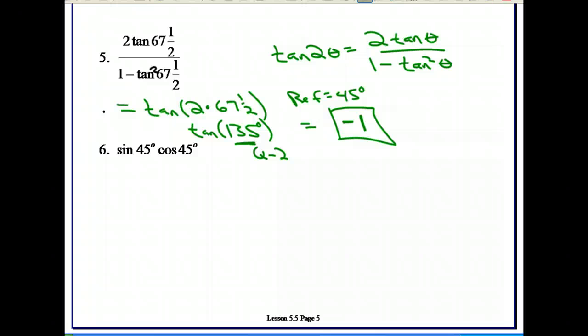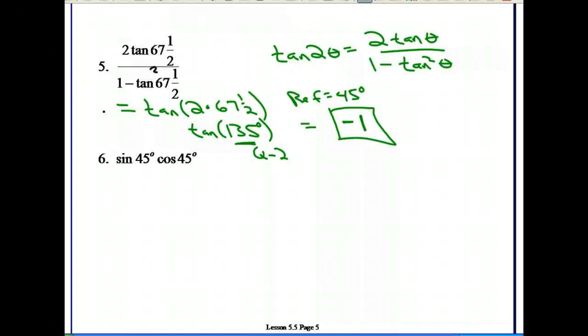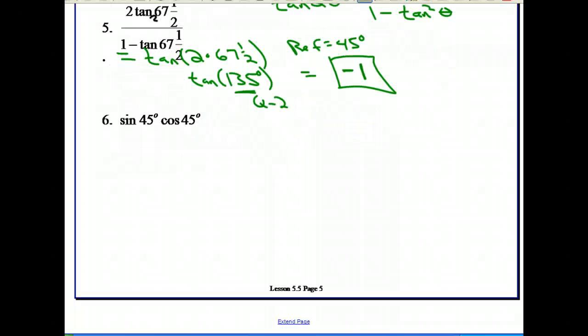All right, I just lost my board for a minute. Let's see if I've got it back yet. There we go, I think we got it now. So sine of 2 theta equals 2 sine of theta cosine of theta.